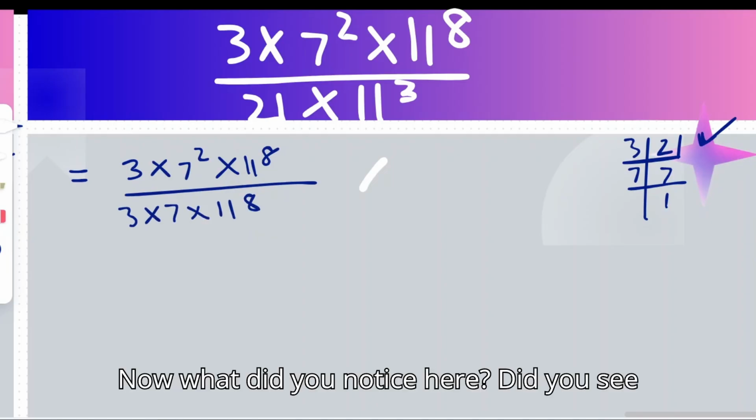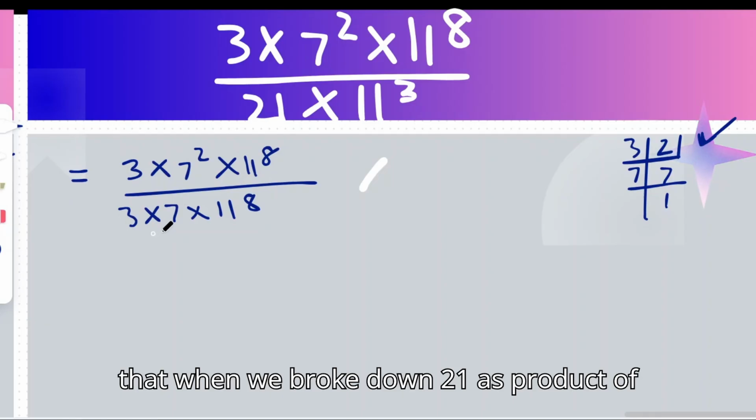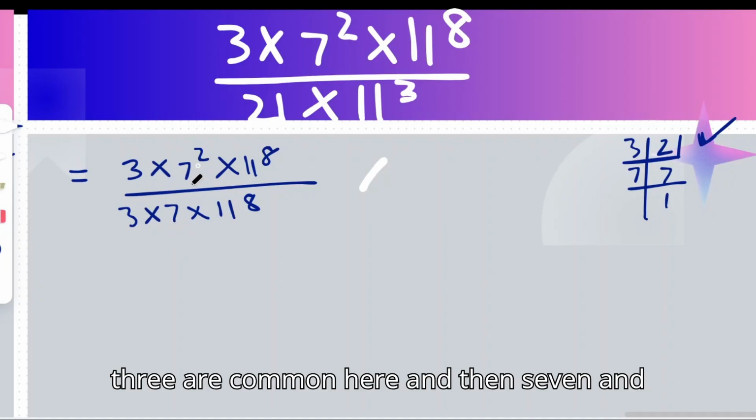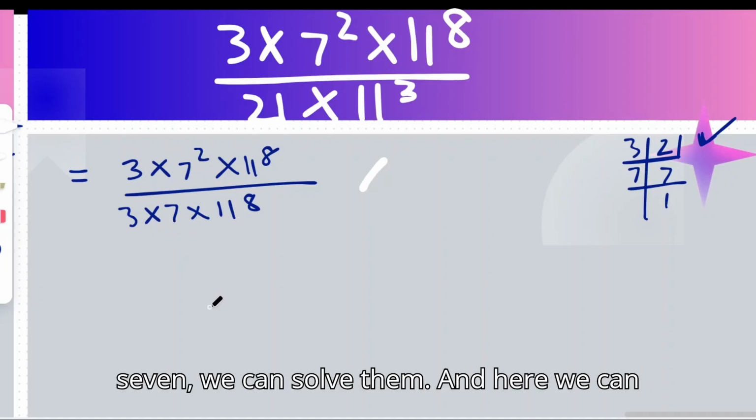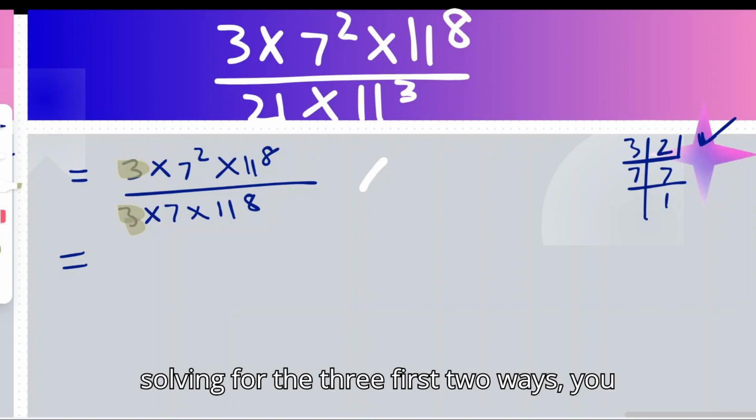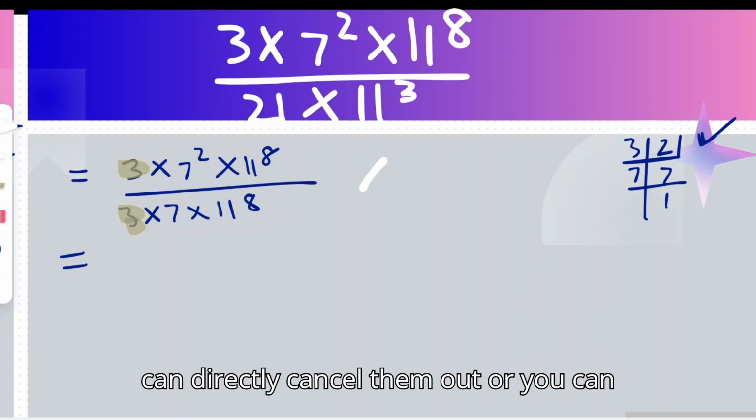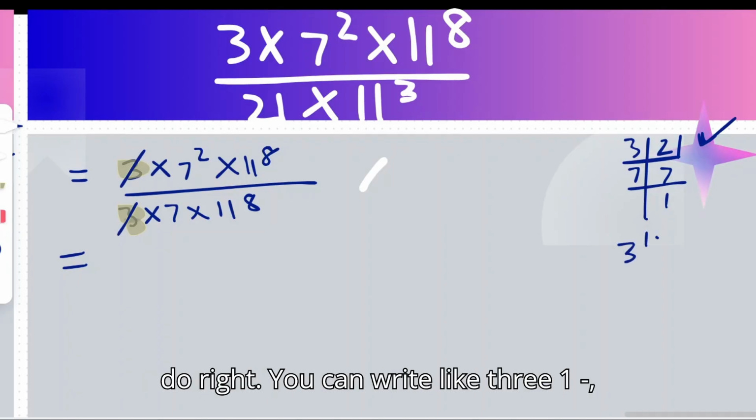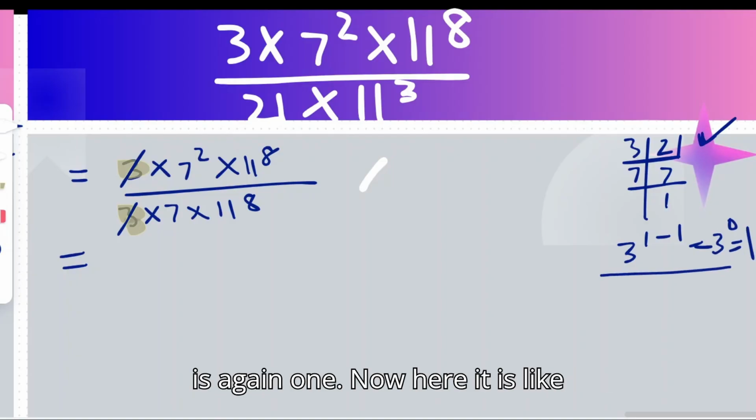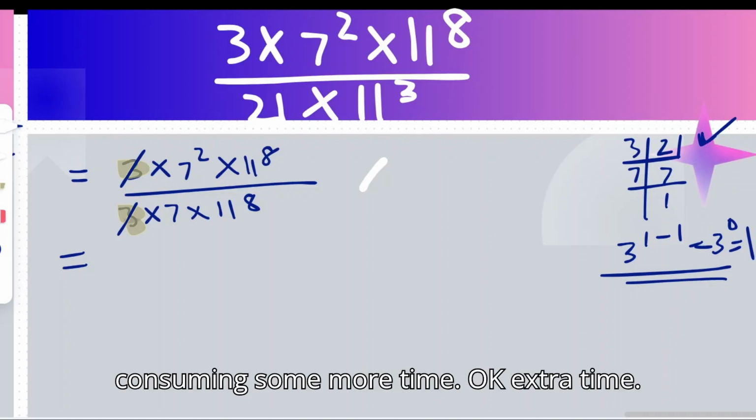Now, what did you notice here? Did you see that when we broke down 21 as product of these two prime numbers, now 3 and 3 are common here, and then 7 and 7, we can solve them, and here we can solve these also. Now here, whether I'm solving for the 3 first, two ways, you can directly cancel them out, or you can write like 3, 1 minus 1 equal to 3 raised to the power 0, which is again 1. Now here it is like consuming some more time, okay, extra time. So I am directly cancelling them out.